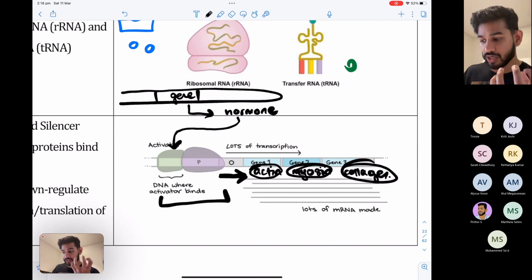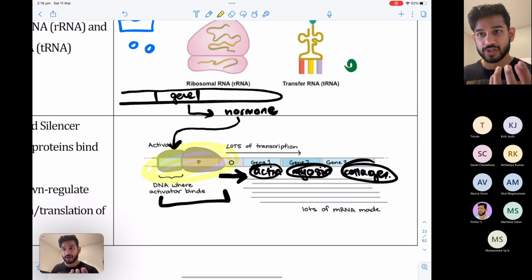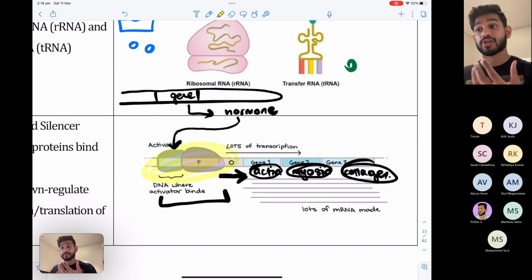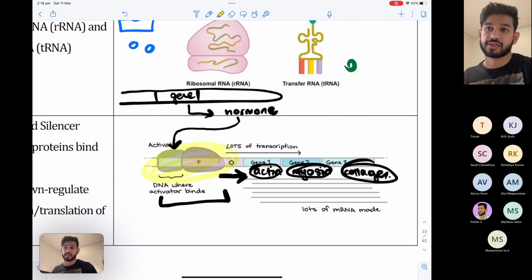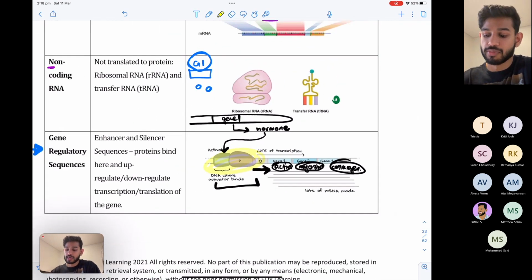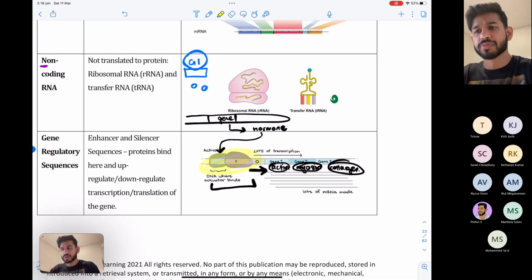So can you guys see how this gene regulatory sequence, even though it's not making proteins itself, it's non-coding, it's affecting phenotype, right? Because it affects the transcription and translation of other genes. Very good. I want all of you to make sure when you're talking about non-coding DNA, you mention gene regulatory sequences. That's arguably one of the most important examples of non-coding DNA.